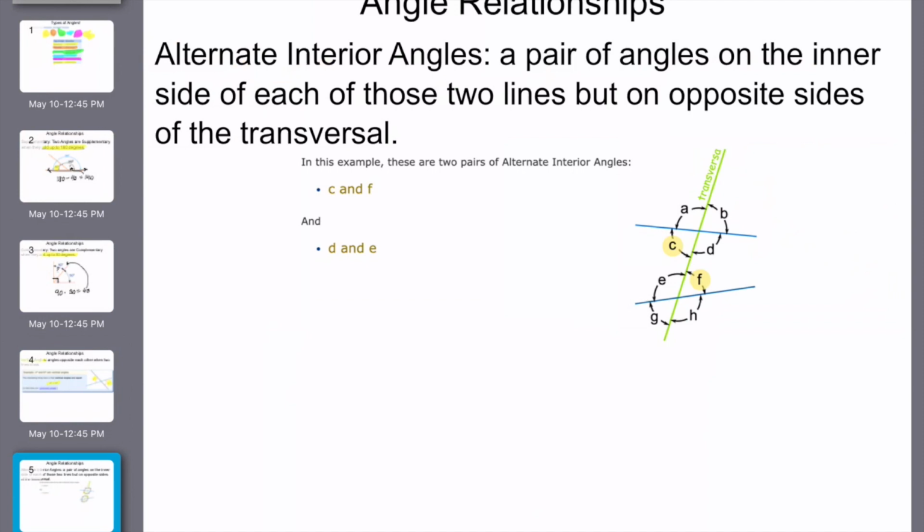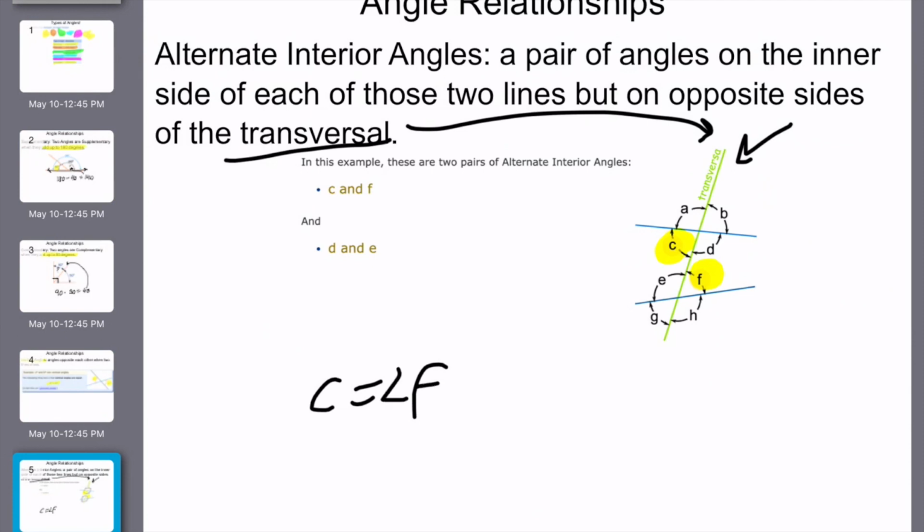There are also things called alternate interior angles, and that's a pair of angles on the inner side of each of those two lines, but on opposite sides of the transversal. The transversal is really just a line that cuts other lines. It's highlighted over here that these angles C and F are alternate interior angles. And in fact, these angles are equal to each other. C equals F. And this is how we represent angles, like a little acute angle there. I can also see that I have other alternate interior angles. D and E are also alternate interior angles. So angle D equals angle E.